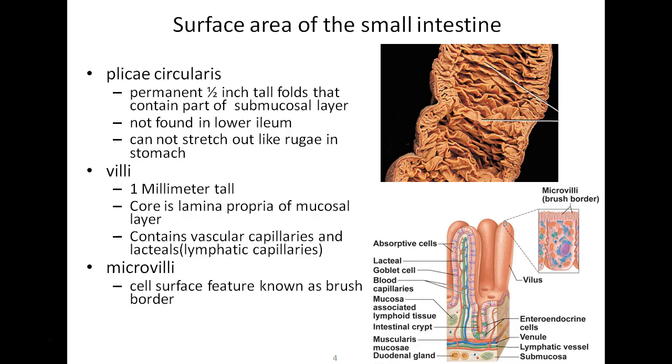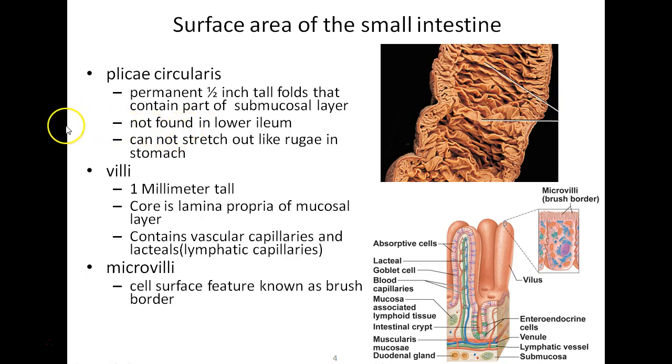Here in this image we see a cross section of the small intestines, and in the upper right perhaps you might observe these folds in the mucosa. We have a name for these, plicae circularis, in other words circular folds. These are permanent, half-inch tall folds, and these contain part of the submucosal layer. These are not found in the lower ileum, and they do not stretch out like the rugae in the stomach do. The main purpose for these structures are to increase surface area.